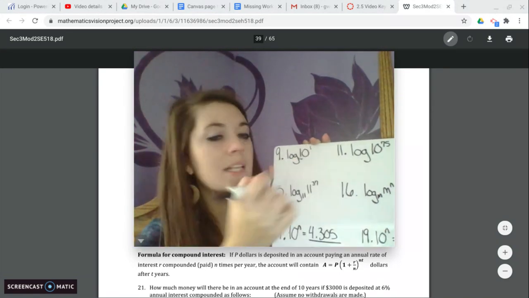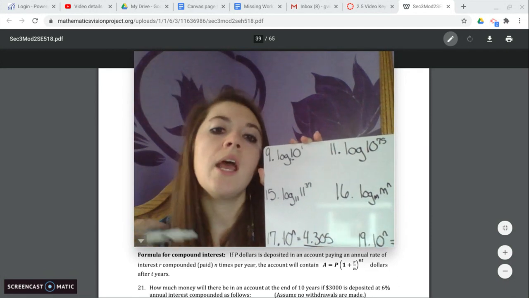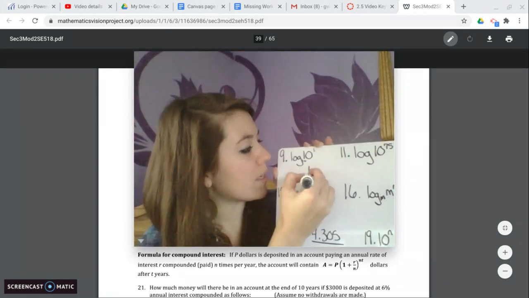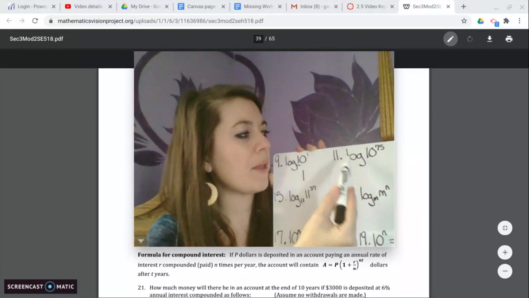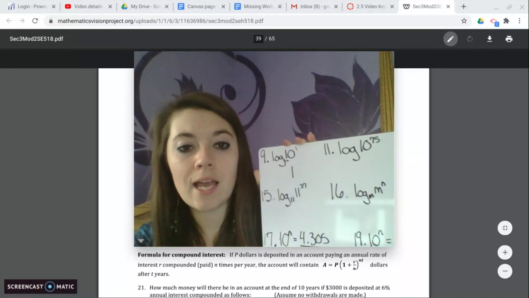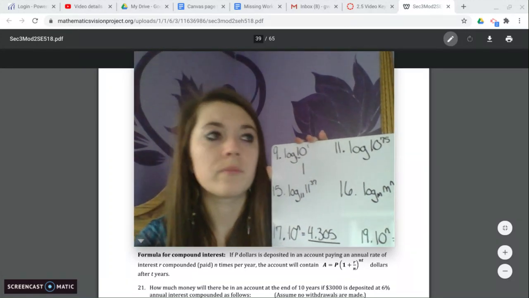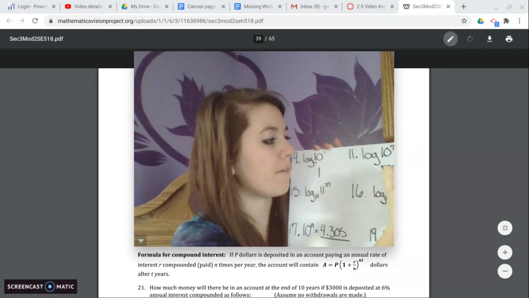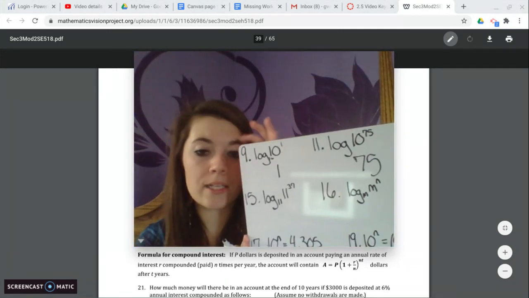Well, this one doesn't have an exponent, but all numbers have an exponent. It's 1. So our answer for this one is 1. So what about log base 10 of 10 to the 75th power? It's going to be 75. Once again, it's just the exponent.